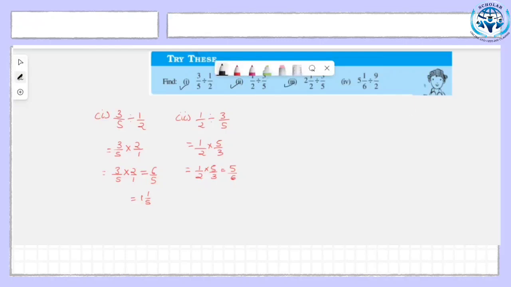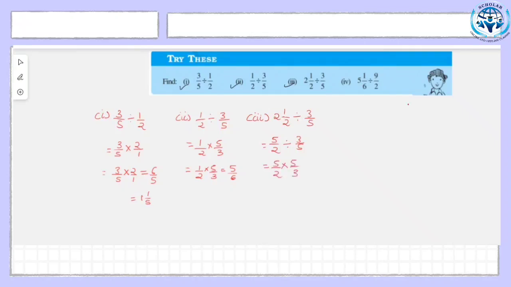Third one, 2 1 by 2 divided by 3 by 5. First of all, we will simplify, changing the mixed fraction into an improper fraction. 2 2s are 4, 4 plus 1 is 5, 5 by 2. 5 by 2 divided by 3 by 5, then 5 by 2 into 5 by 3. 5 5s are 25, 3 2s are 6, 25 by 6. Multiplying the numerator with the numerator, denominator with the denominator. Mixed fraction 4 1 by 6.